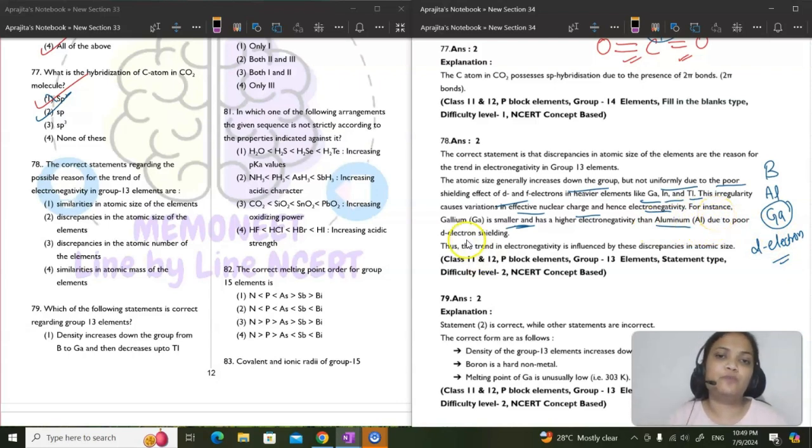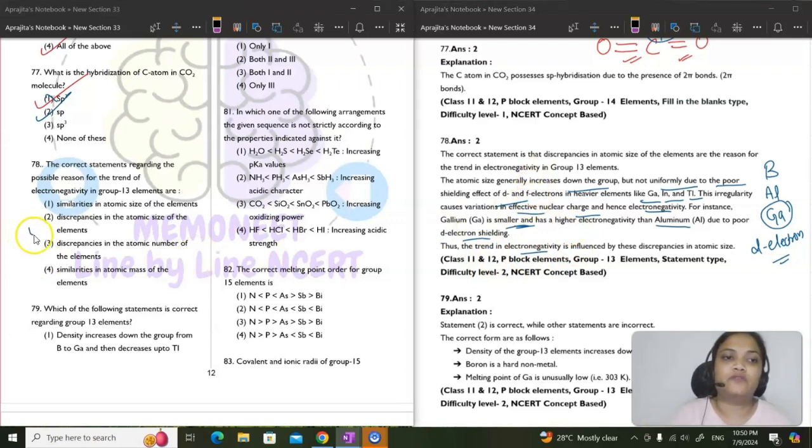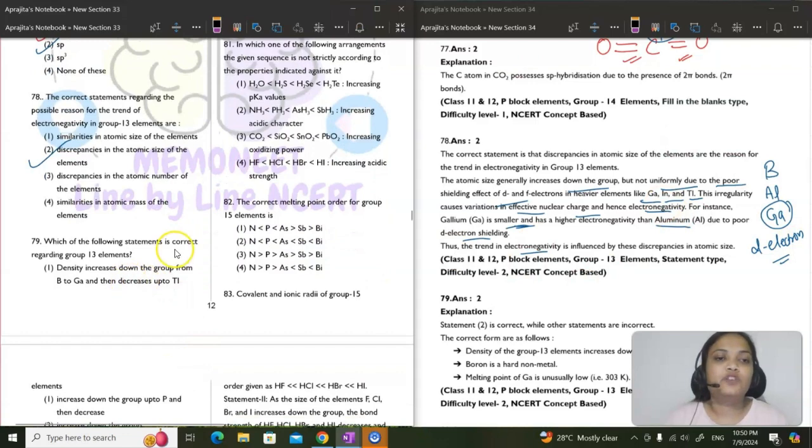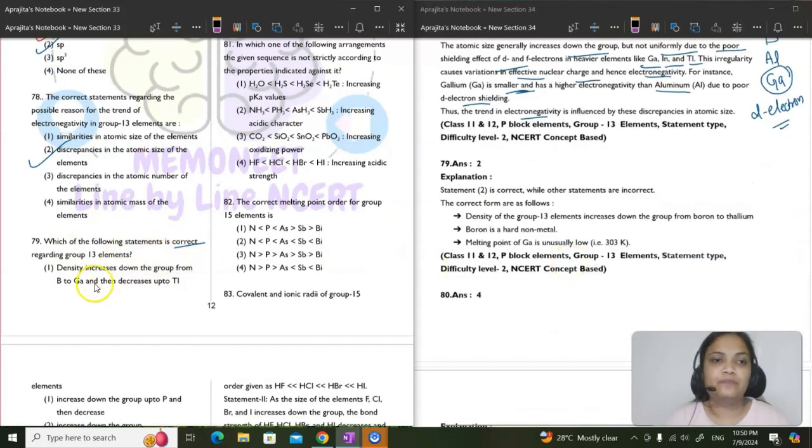I told you, because of the poor electron shielding. So that is why the trends in electronegativity are influenced by the discrepancies in the atomic size of the elements, which is option number 2. Okay. Next, which of the following statements is correct regarding group 13 elements?